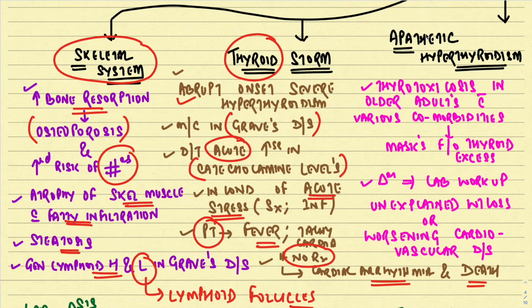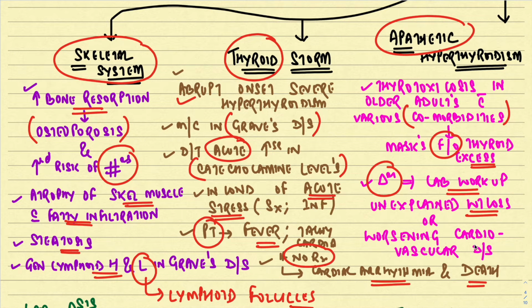Now there is one other kind of hyperthyroidism called apathetic hyperthyroidism. Herein you are having thyrotoxicosis in older individuals who have various other problems or comorbidities. For example, a hyperthyroidism patient might be suffering from some kidney problems or some other heart problems that is going to mask the effect of hyperthyroidism. So it is going to mask all the clinical features of thyroid excess. The diagnosis is only made when a laboratory test is done, and the patient will present with unexplained weight loss or worsening cardiovascular disease.